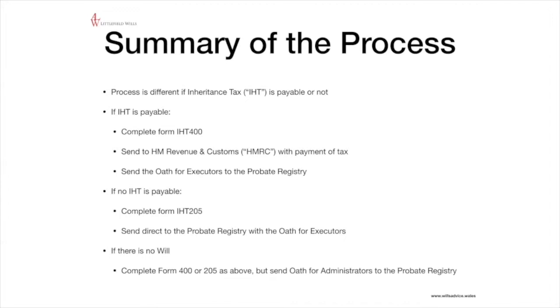I'll go into all these details in another module, another webinar. If tax is not payable, then it's simpler. You have to produce the IHT 205, which is much shorter. It's about 5 or 6 pages long. You send that to the probate registry with your PA1 form. They then produce an oath for executors, which they send back to you to get sworn. You send the oath for executors back to them once it's been sworn, and then you should get your grant of probate within 2 weeks.